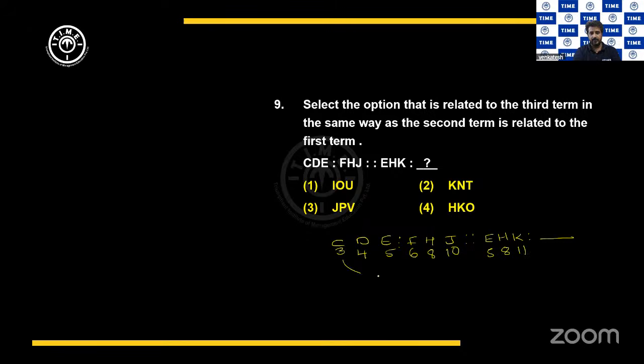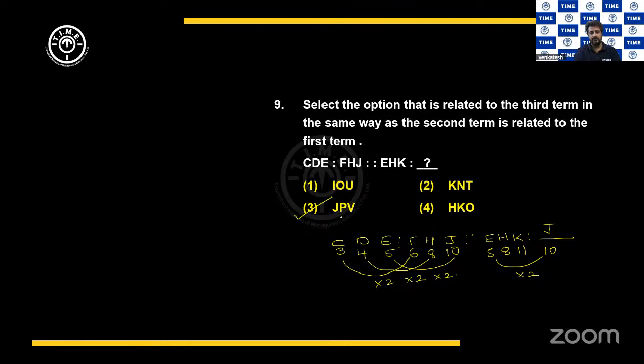So what is happening here? Exactly double. 3 to the 6, 4 to the 8, 5 to the 10. Exactly it becomes double. So E into 5, that is 5 into 2, 10. 10th letter in the English alphabet is J. How many options are starting with J? Only one option. So choice 3.